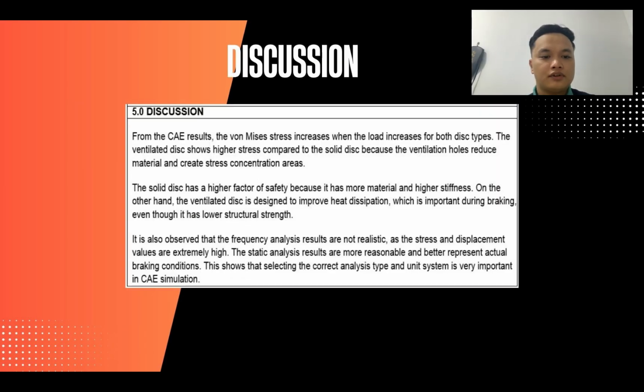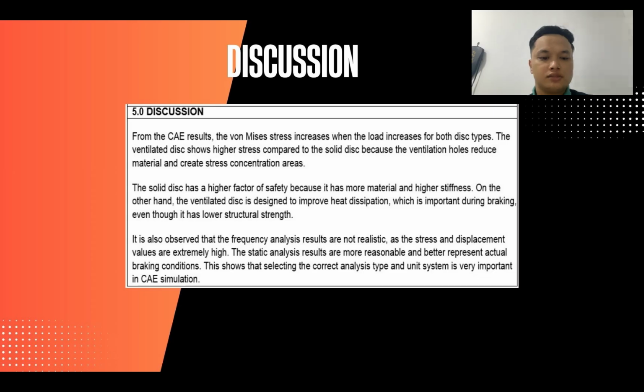For discussion, from the computer-aided engineering results, the von Mises stress increases when the load increases for both these types. The ventilated disc shows higher stress compared to the solid disc because the ventilation holes reduce material and create stress concentration areas. The solid disc has a higher factor of safety because it has more material and higher stiffness. On the other hand, the ventilated disc is designed to improve the heat dissipation, which is important during braking, even though it has lower structural strength.